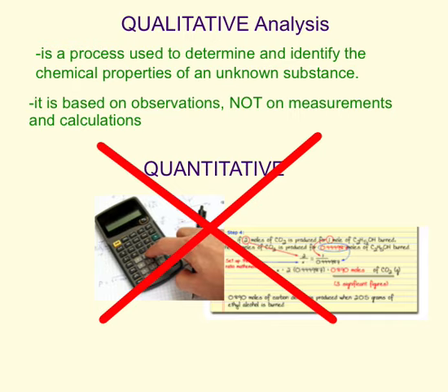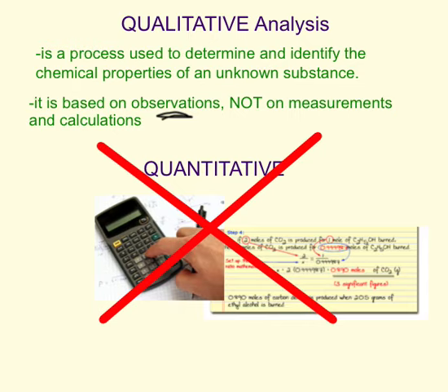Okay, you guys are about to embark on a qualitative analysis lab, your last lab of the year. This is a chance for you to look at different physical and chemical properties that you've learned throughout the year, and you're going to use this to determine the identity of substances in the lab. Now, this process is going to be used to find unknown substances. It's based completely on observations. It has nothing to do with measurements and calculations. So that's something important to remember.